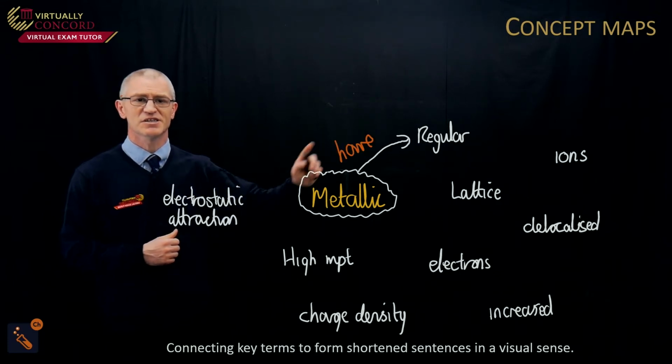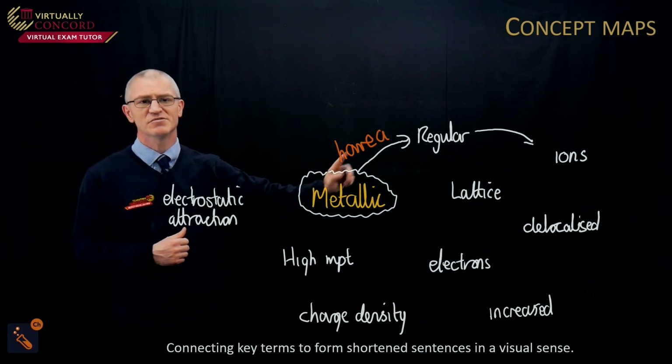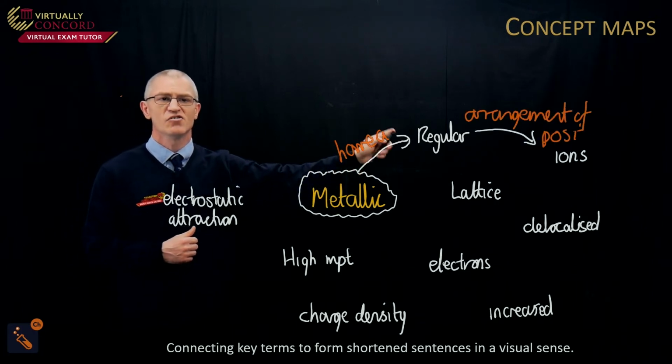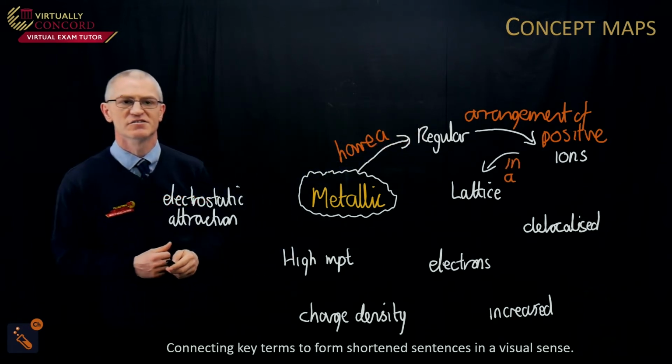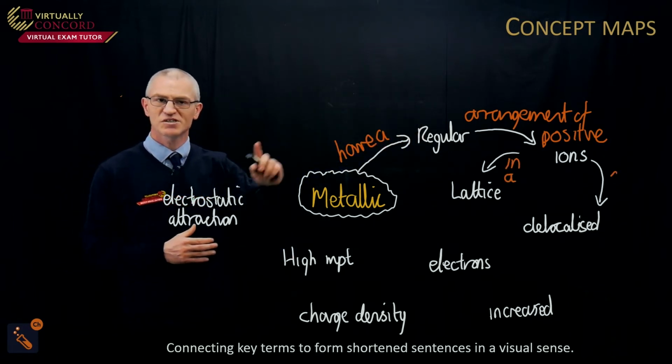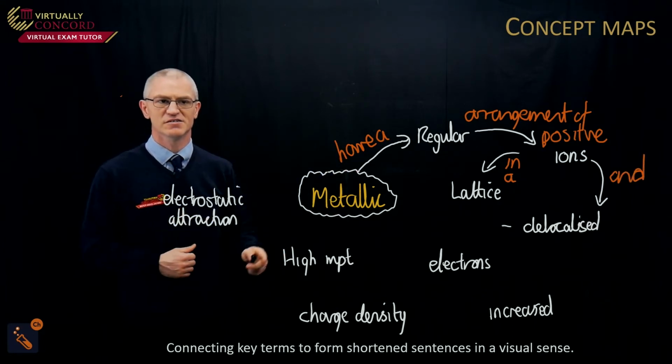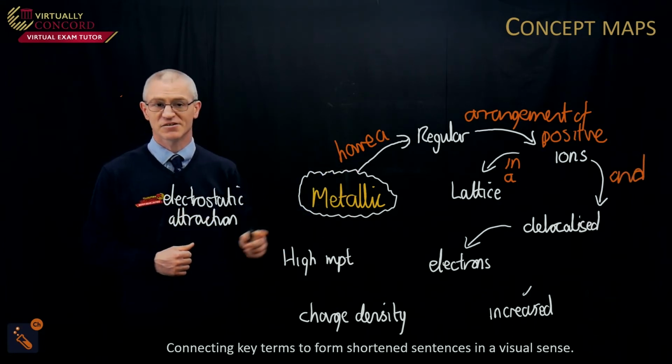Now we're going to start to connect them together. So let's put an arrow to regular and then make it into a sentence. Metallic have a regular, and then we put arrangement of positive ions in a lattice. And we're starting to make this into sentences. And then we see and delocalized electrons.